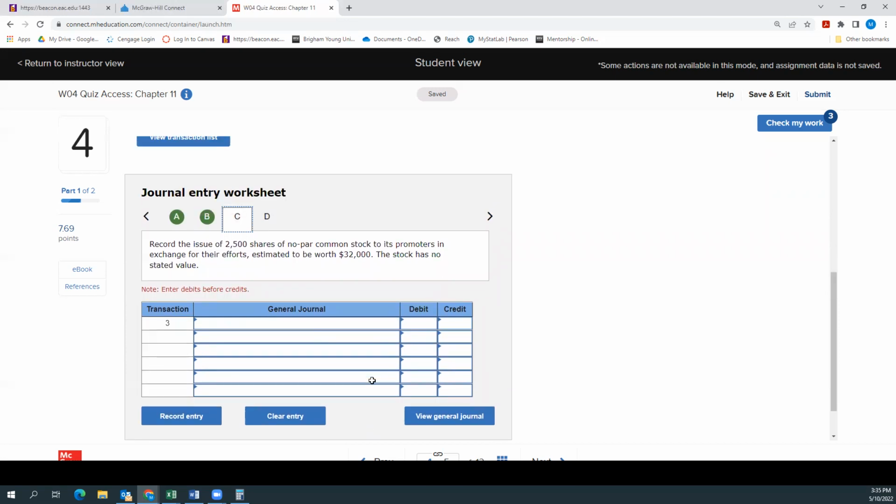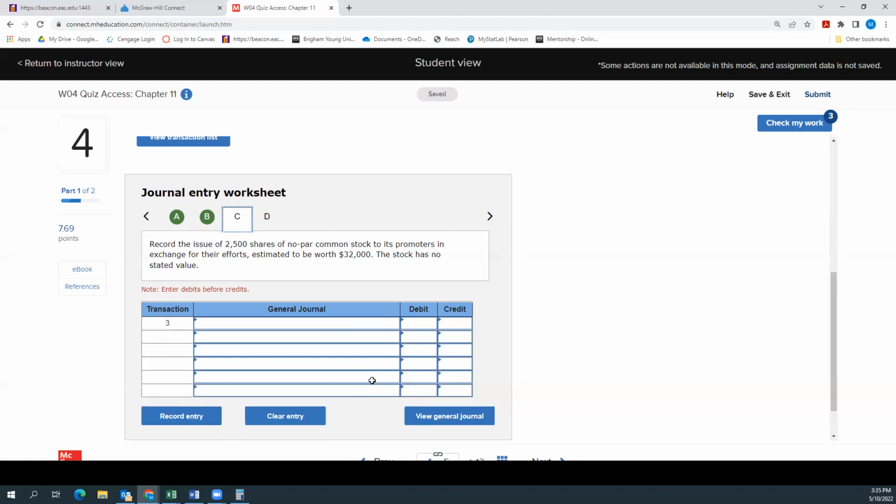Look at the next one. So record the issuance of 2,500 shares of no par common stock to its promoters in exchange for their efforts, estimated to be worth $32,000. But in this case, the stock has no stated value. So it's just like the last one, except the last one had a stated value of $1. In this case, there is no stated value.